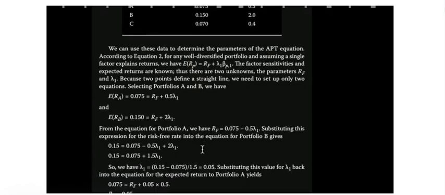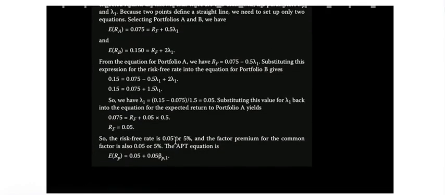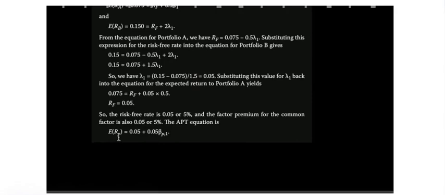And once we have the factor return of 5%, we can substitute back into the expected return for A and solve for the risk-free rate. Doing that gives us a risk-free rate of 5% as well. So the risk-free rate is 5%, and the factor premium for the common factor is also 5%. The APT equation is, expected return on the portfolio is the risk-free rate plus, there's the factor return, 5% times the sensitivity.